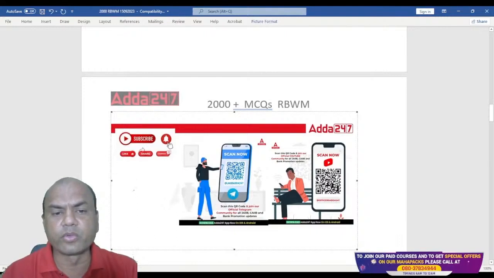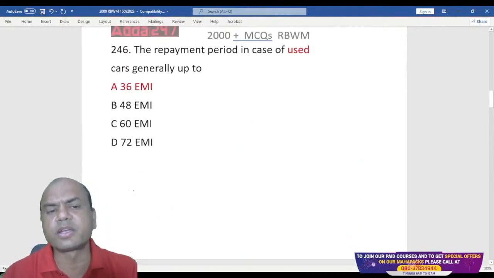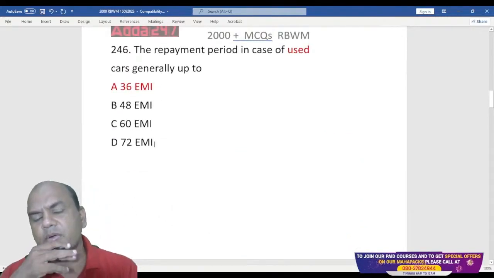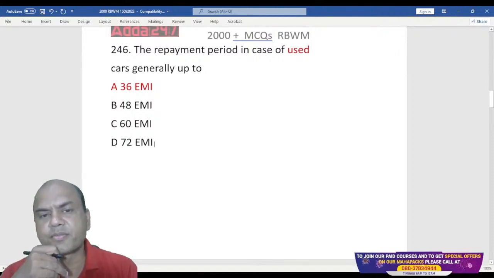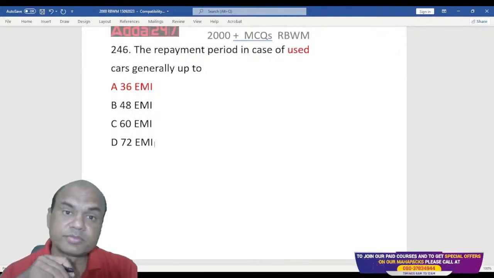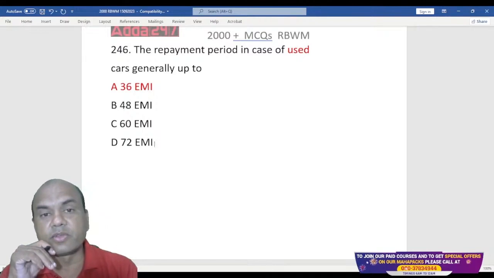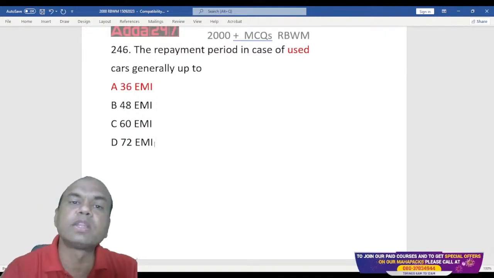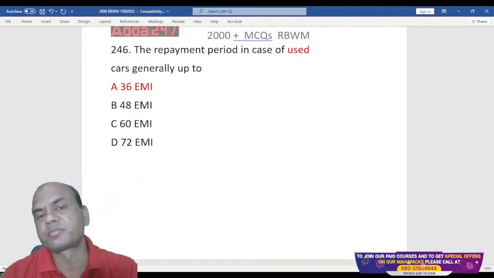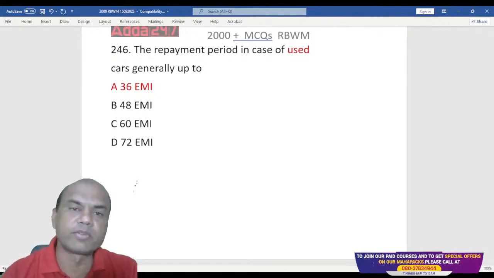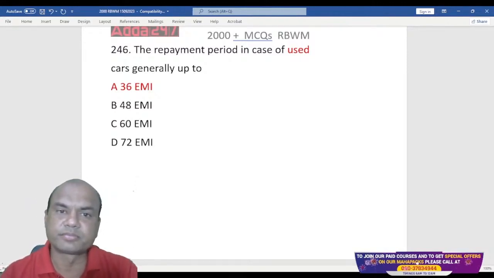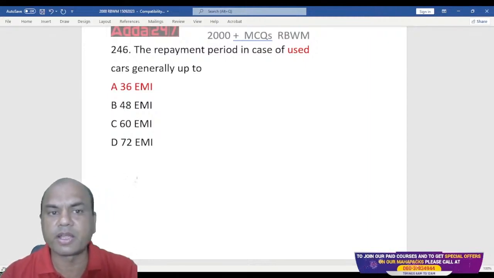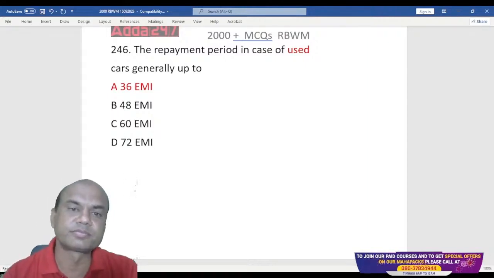Have you seen two-wheeler loans? Tell me, what is the period for two-wheeler loans generally? Two-wheeler loans are given for what period? Type in the comment section. Which period are the two-wheeler loans given? Yes, everyone?